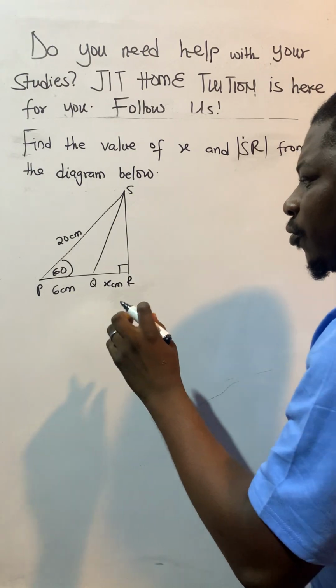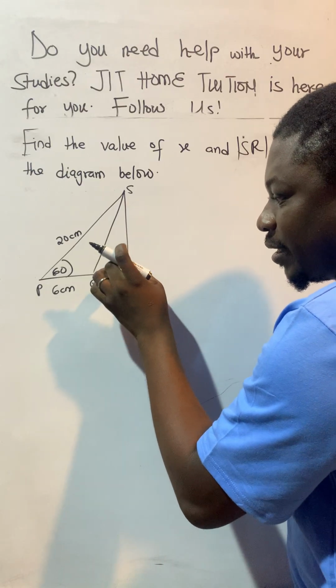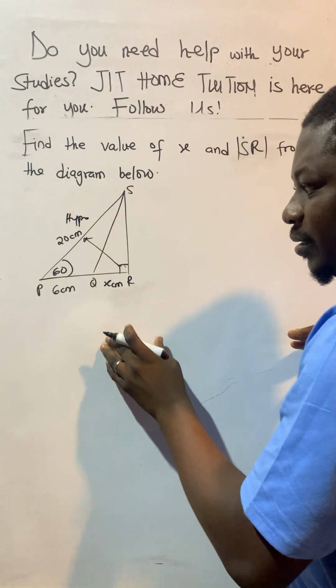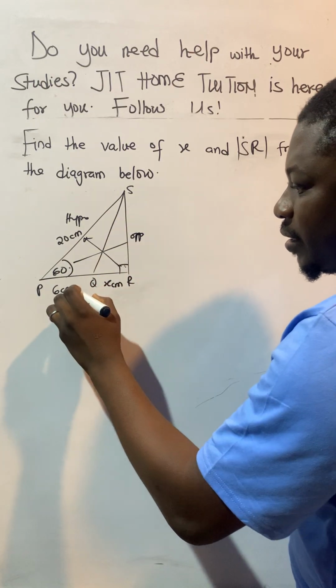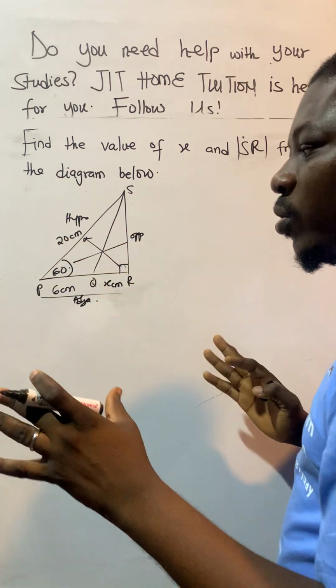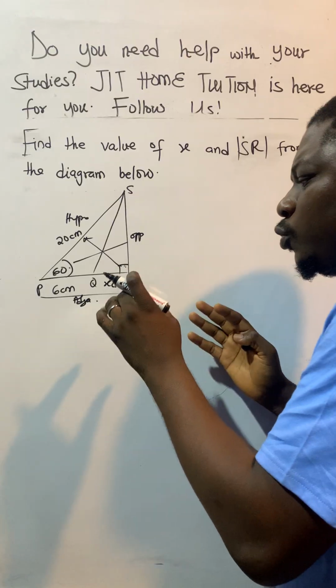First of all, whenever you have something like this, where the side facing the 90 degrees is the hypotenuse. All right, and where this angle is facing, this side becomes the opposite, then this side becomes what? Adjacent.